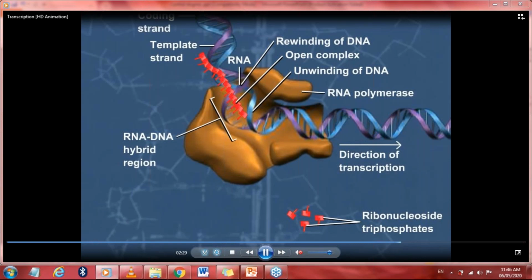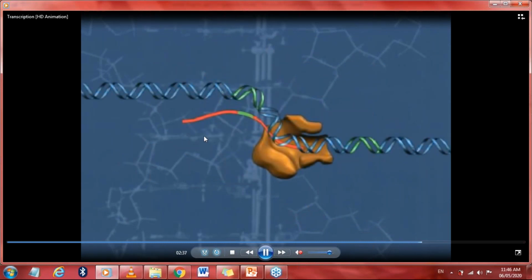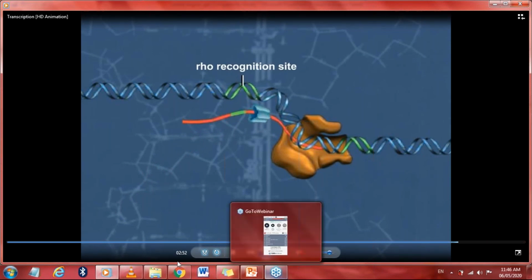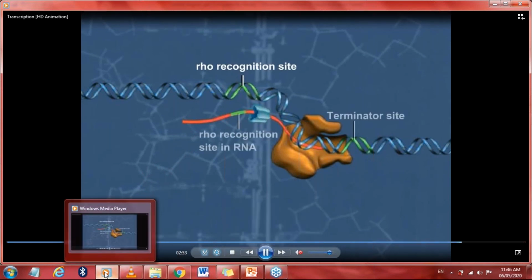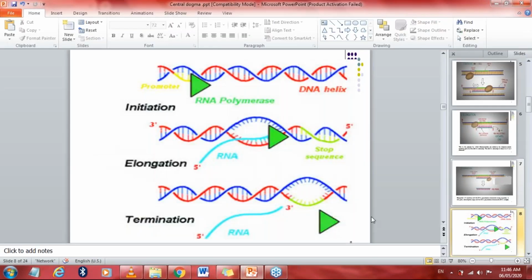So hopefully now it is clear for you. Now you can see this messenger RNA is just eliminated like this, and the RNA polymerase is just going to this side. So this was our transcription procedure.